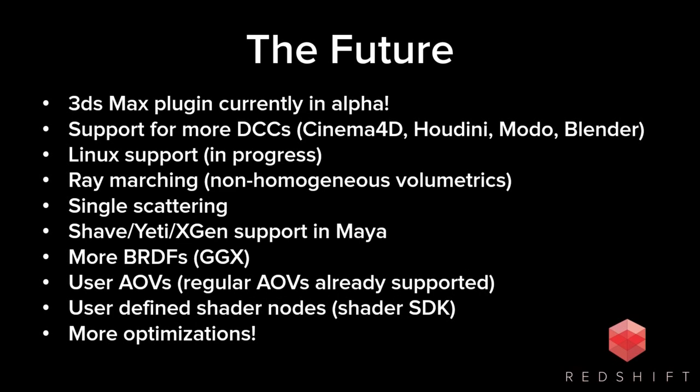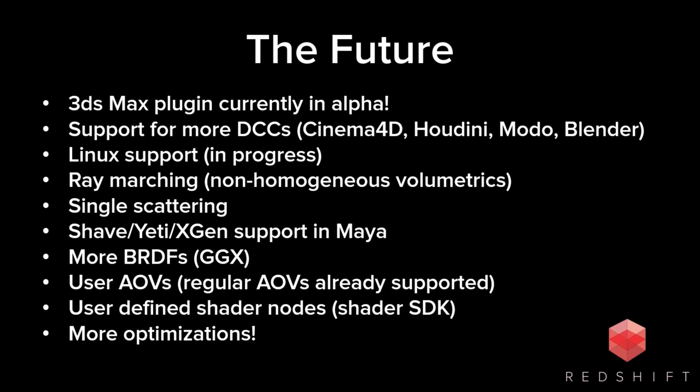So what's next for Redshift? Right now, Redshift already supports Maya and Softimage. 3D Studio Max is in development, and there are going to be more DCCs as well. Linux support is also in progress. Ray marching, which is volumetrics, to get smoke and flame, we have done really well. We don't have any images to show so far, but it's already working really nicely.